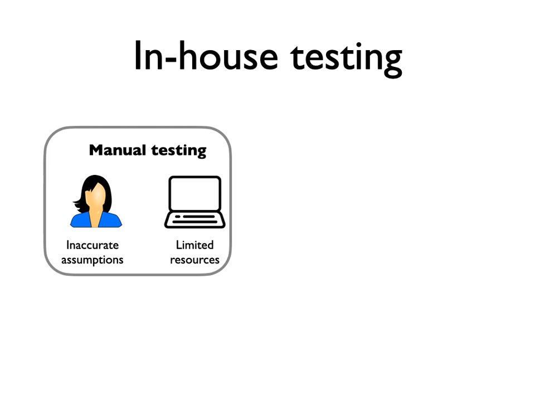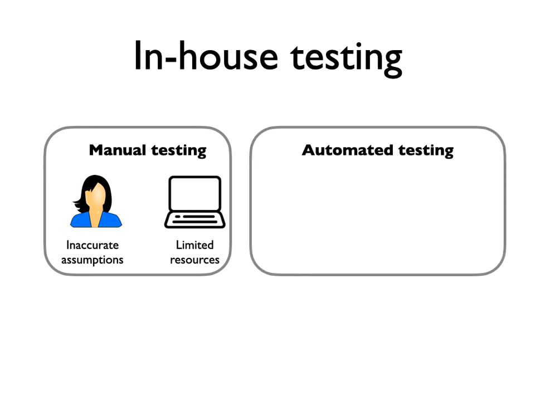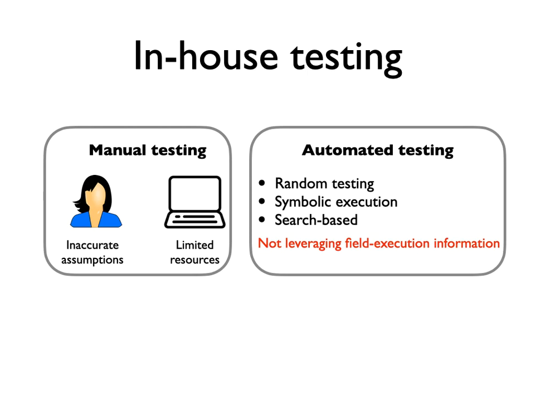Even with the help of automated testing, such as random testing, symbolic execution-based techniques, and search-based techniques, there's still a gap between test and field executions, because these techniques do not leverage field execution information. So, to bridge the gap between field and test executions, we present Replica, a test generation technique that mimics field user behavior in order to improve in-house testing.